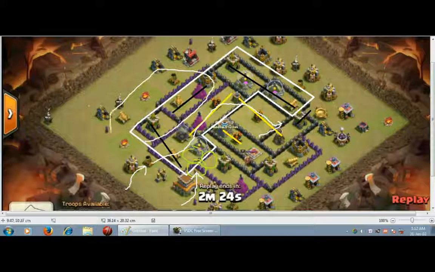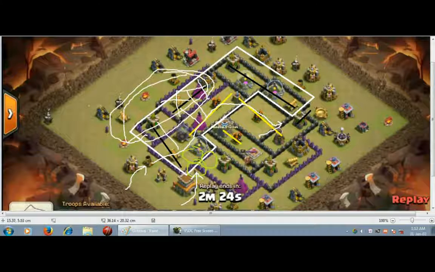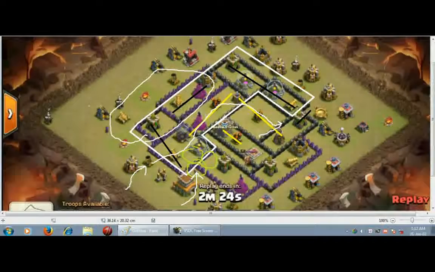Now the problem is this whole group of defenses. If you look, the hog riders tend to stray around to these defenses, and they will always do that unless you get all of these defenses eliminated. Now if you want to get all of these defenses eliminated, it is going to take a whole lot of investment. You are going to have to invest a ton of hog riders.